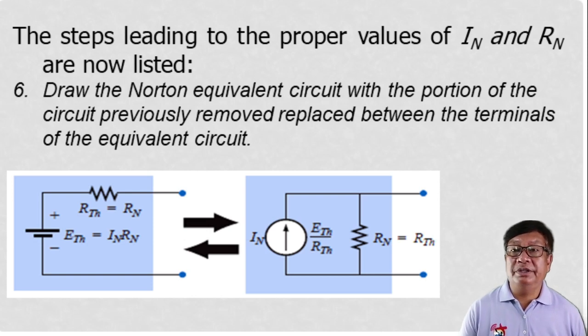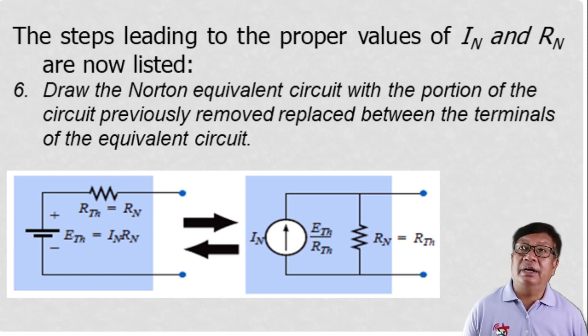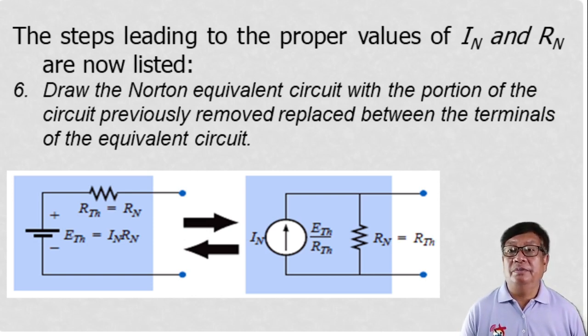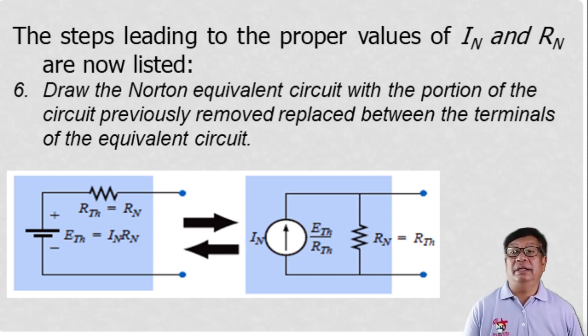Okay, so for step number 6, draw the Norton equivalent circuit. The portion of the circuit previously removed is replaced between the terminals of the equivalent circuit. So ito na ang nangyari sa atin ngayon. This is the circuit for the Thevenin, na mayroon tayong Thevenin voltage, mayroon tayong Thevenin resistance or the looking back resistance.